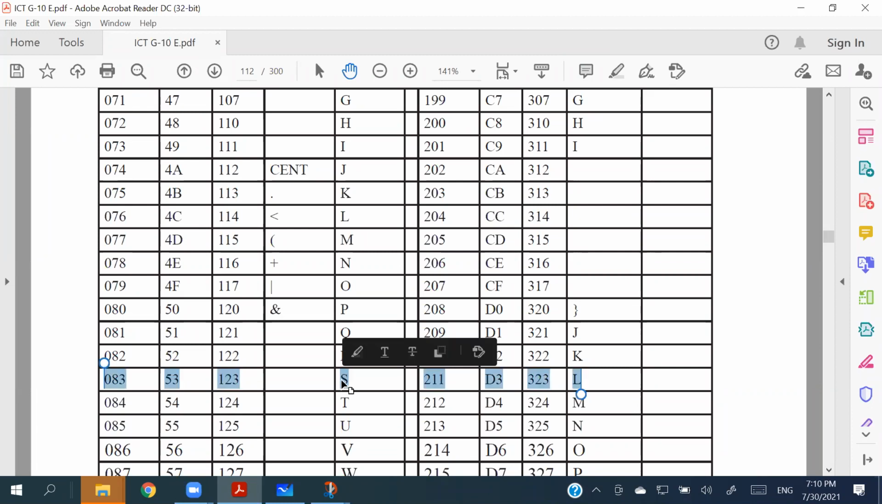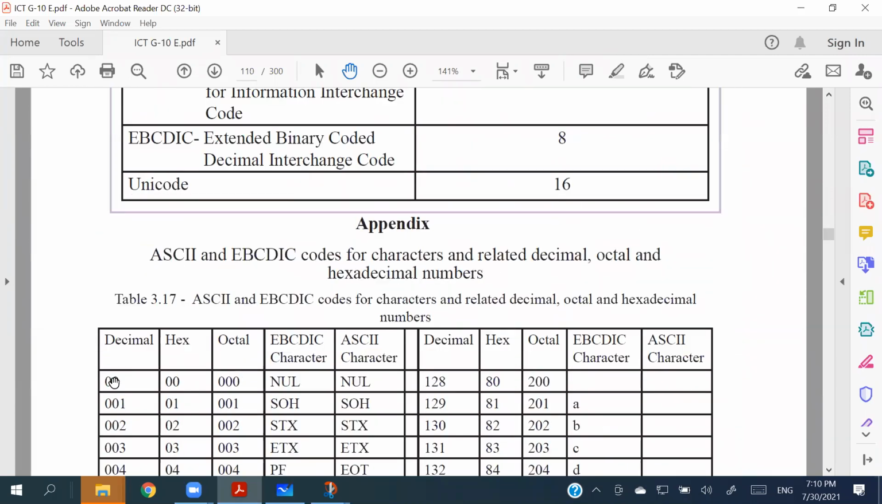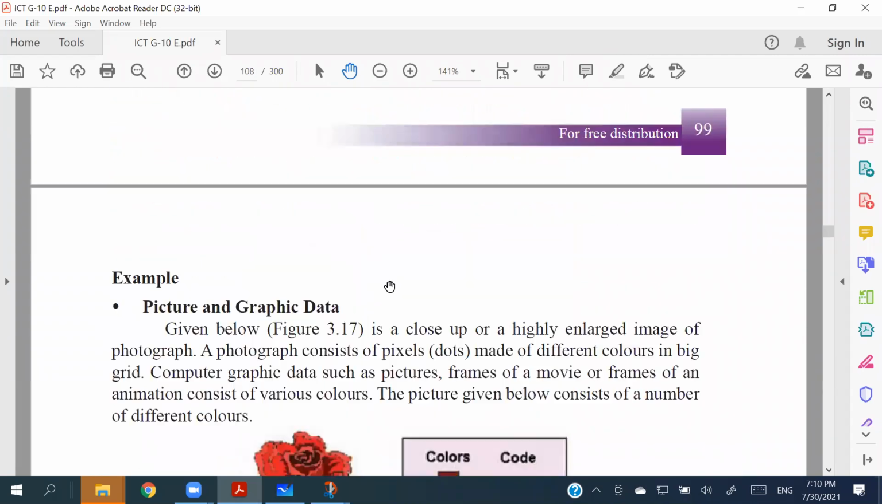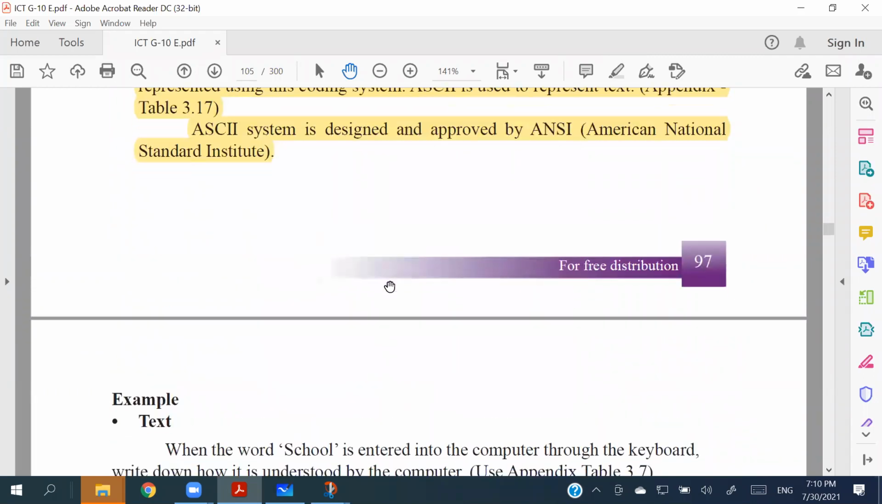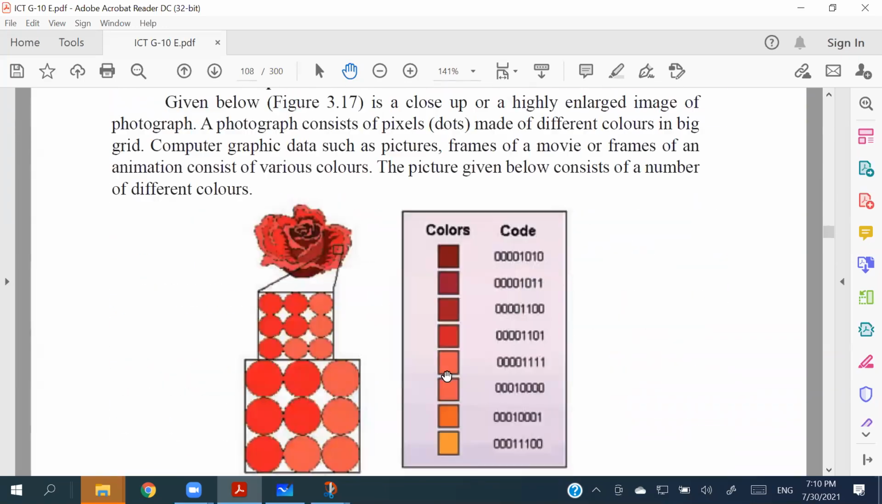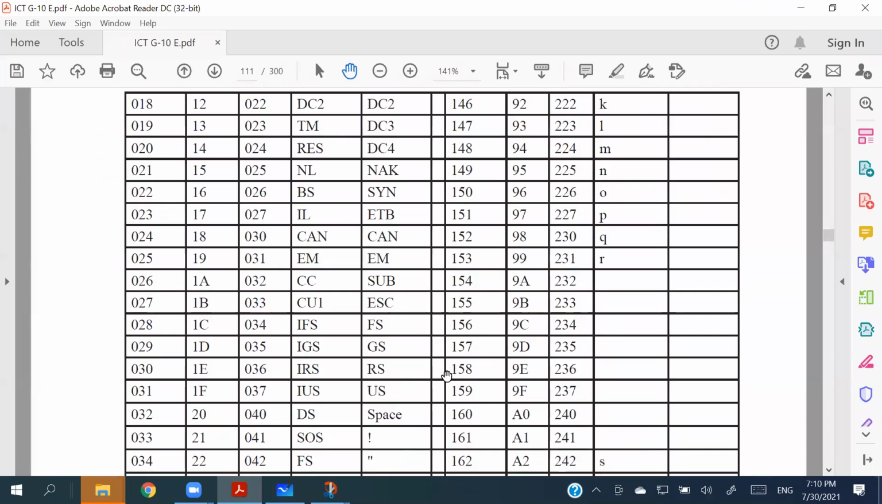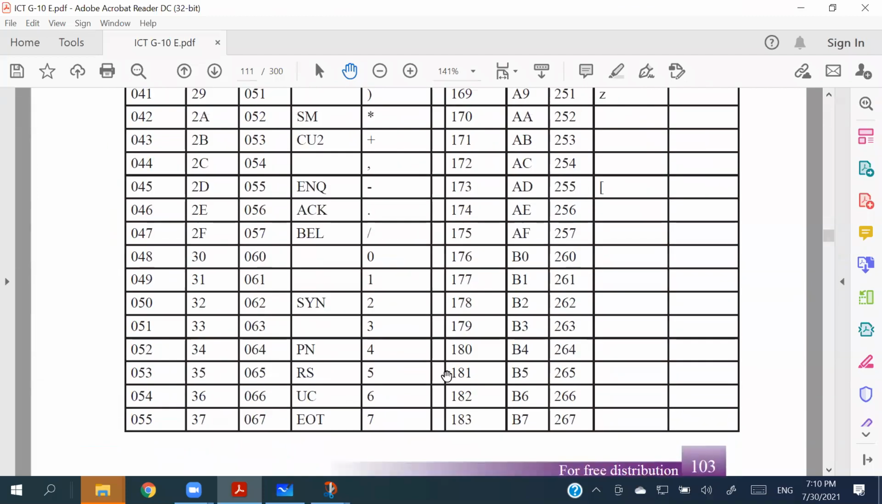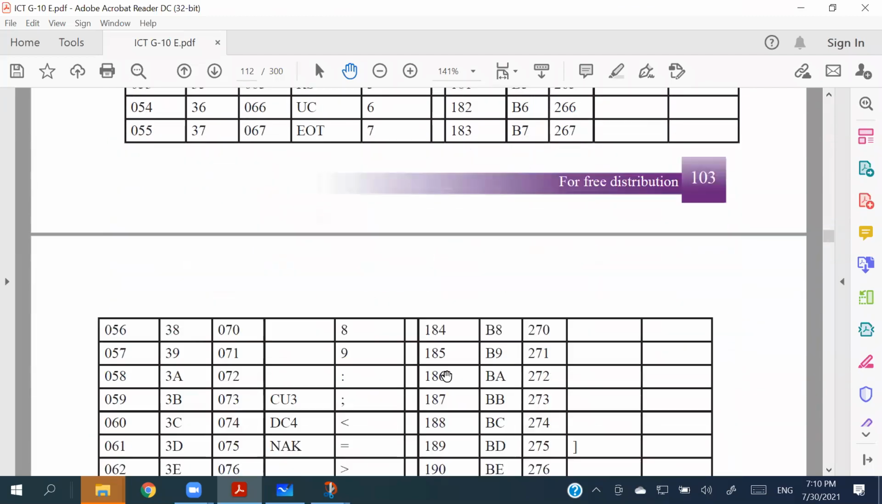Right? So S belongs to 83, and you can see in the example, they have taken 83, right? Let me see. Yeah, 83. And it is because it is capital S. So the other letters are simple: C, H, you have two O's and an L. So let's find out how C is represented. So simple C. Now where's the simple C? I saw some simple letters over here.